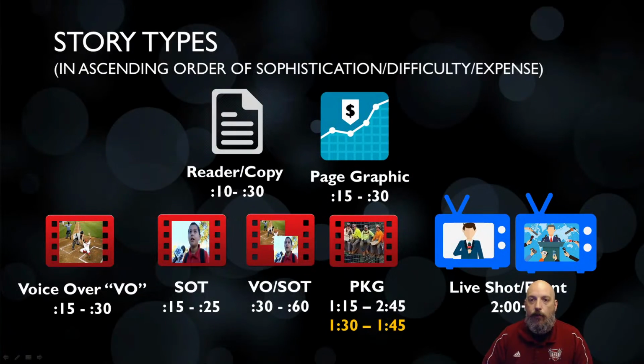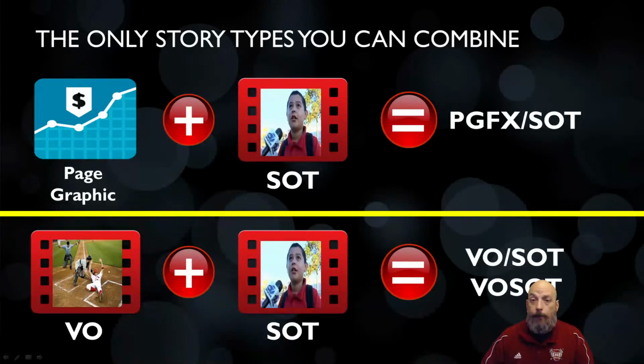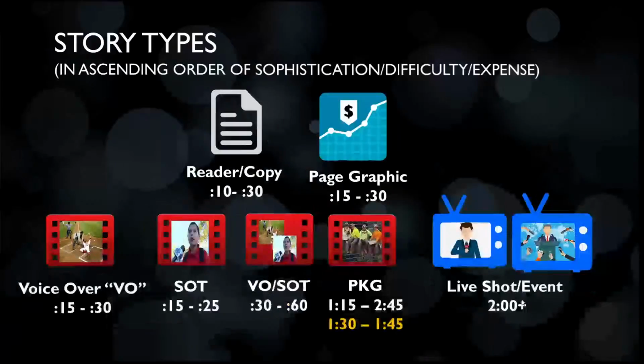So you have a wide variety of these tools to kind of aid you in producing your show. Now, like I said, you can combine a couple of stories, but not all. The two that you can combine is going to be a page graphic followed by a SOT, and this will give us a page graphic SOT. Or you can combine a video or VO with a SOT, and you get what's known as a VOSOT. And we spell it a few different ways. You might have a VO/SOT, or just a straight up VOSOT as one word.